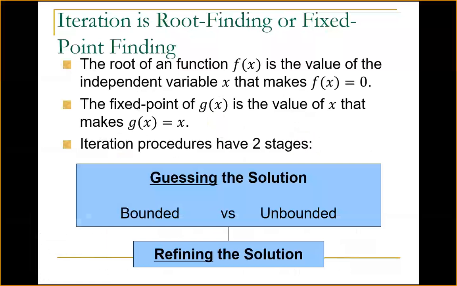So now iteration has two general categories. One is called root finding and the other is called fixed point. Root finding and fixed point.